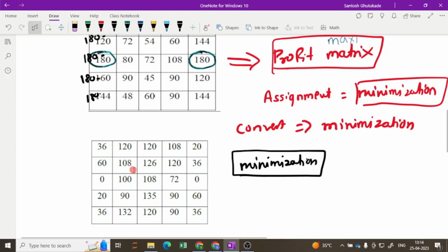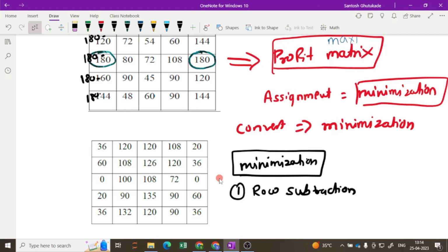Now we know the first step to solve the problem: check whether the problem is balanced or not. There are 5 rows and 5 columns, so the problem is balanced. Then the next step is row subtraction.